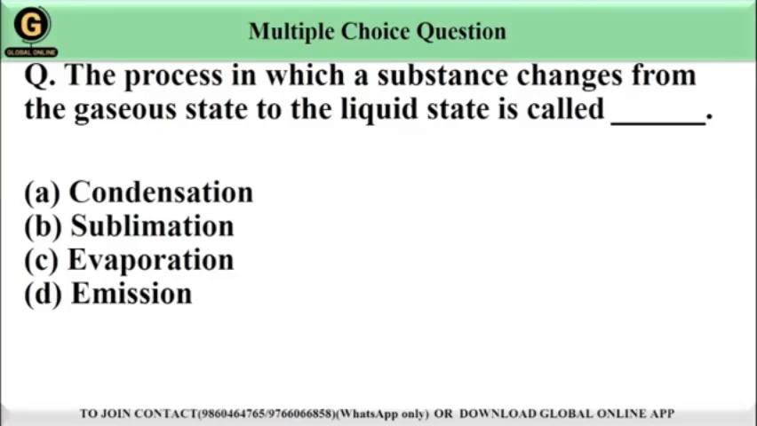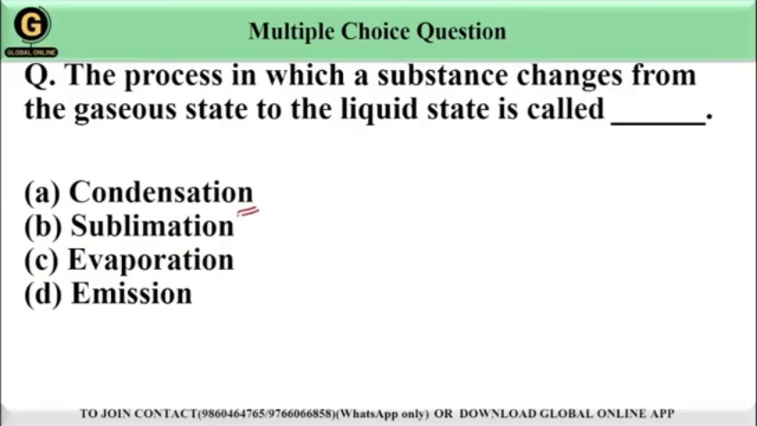The process in which a substance changes from the gaseous state to the liquid state is called dash dash. Option A, condensation, option B, sublimation, option C, evaporation, and option D, emission. So condensation is the process in which a substance changes from the gaseous state to the liquid state. This happens when the gas cools down and its particles lose energy, causing them to come closer together and form a liquid.